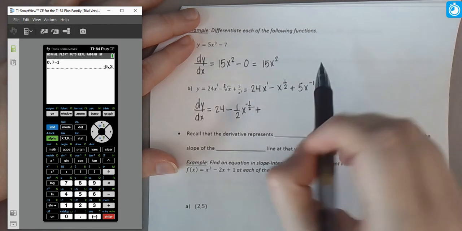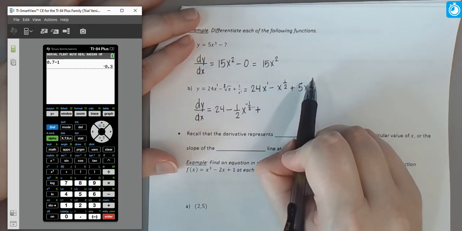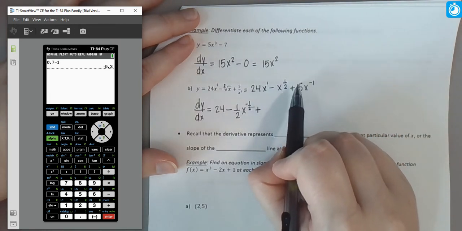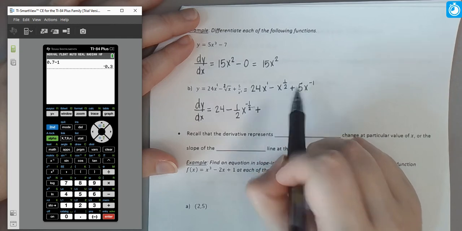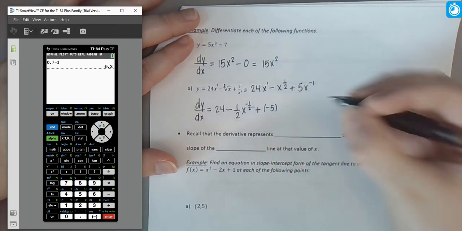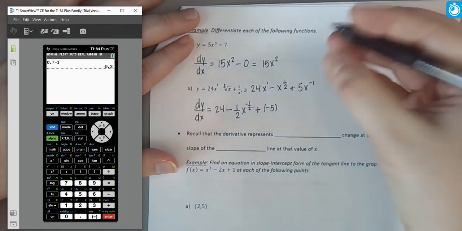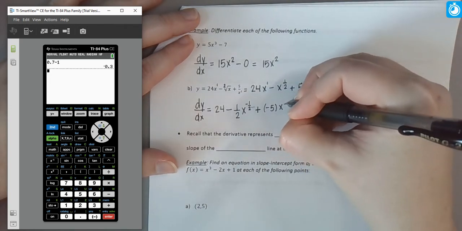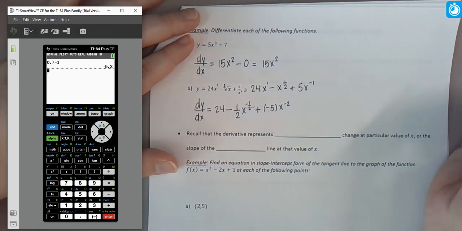And then our last term, which is added, the sum rule tells us we can just add the derivatives. Power rule, bring down the -1. It's multiplied by that 5 that's already there. So -1 times 5 is going to be -5. And then we decrease the exponent by 1. So -1 is going to become a -2.